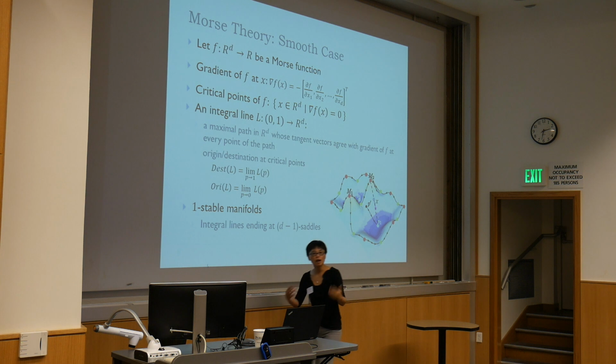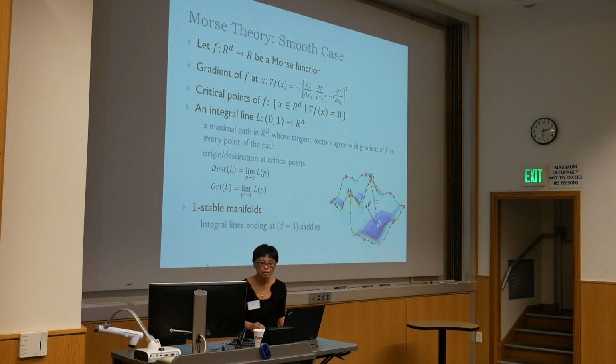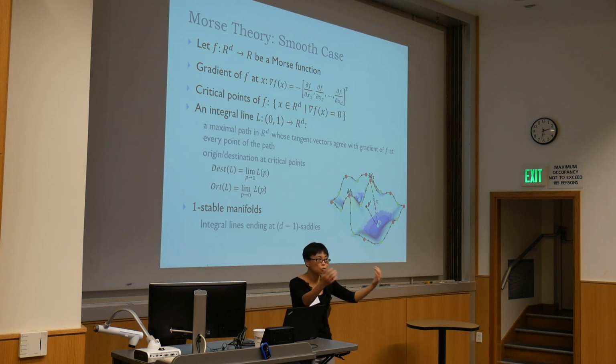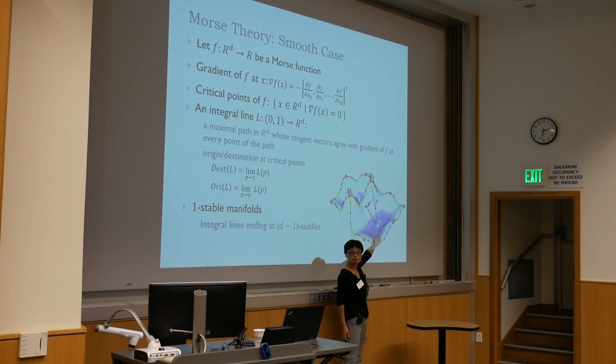Okay, in general, for high-dimensional data, this is a so-called one-stable manifold of the saddle point. In the high-dimensional case, you would look at the one-stable manifold ends at d-1 index saddles. Now intuitively, you can think that in general, when I drop a drop of water, it will flow to the basin, to the minimum. But they don't always.